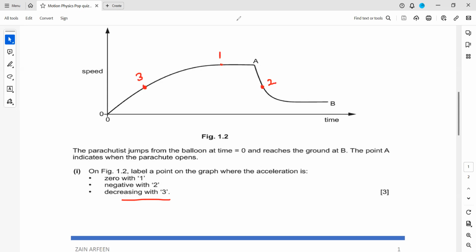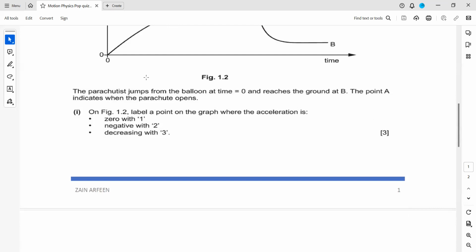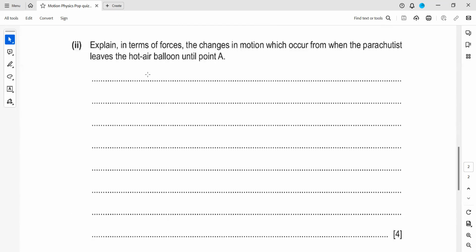So P1 can be at this point, like before A, or P1 can be before B as well. P2 is representing a negative acceleration, which we also call deceleration. And P3, which is representing a decreasing acceleration, means the slope of a speed-time graph should decrease. That's why on our graph, we'll have P3 just the moment the slope starts to decrease.